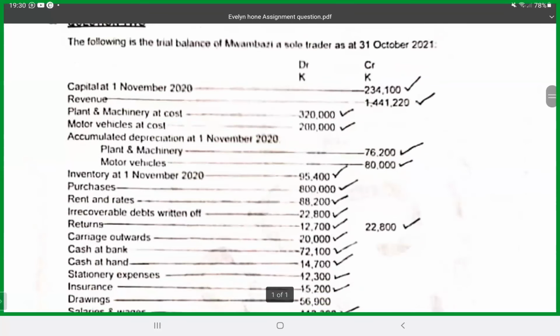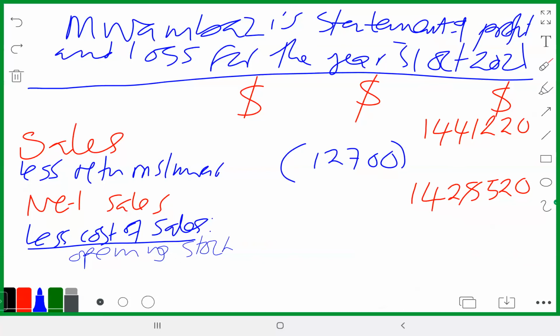How much was the opening inventory? It is not labeled as opening inventory. 95,400, isn't it? The inventory at 1st November 2020. So 95,400, that's the opening inventory. So we'll have 95,400.